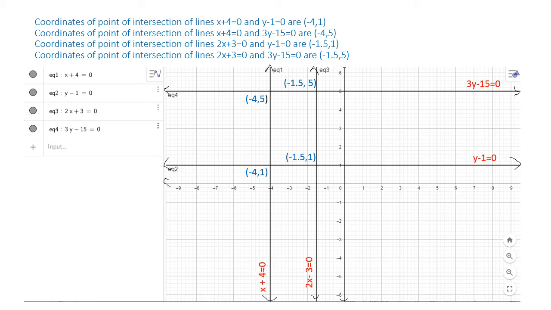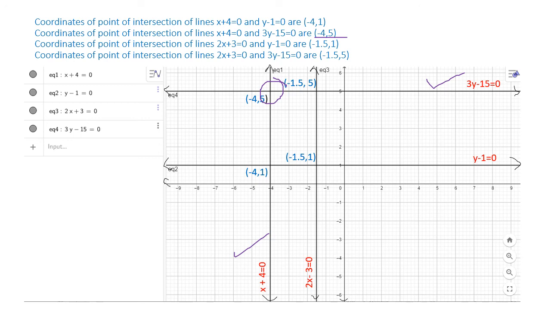Then we'll write the same sentence for the other lines. So for the other line, what will we write down? We'll take the other line. Coordinates of the point of intersection of x plus 4, this x plus 4 line, and 3y minus 15. So this intersects at this point. So the point of intersection is -4 comma 5.